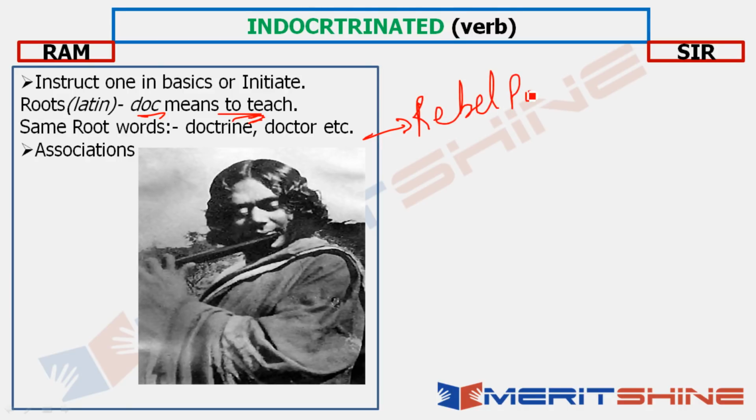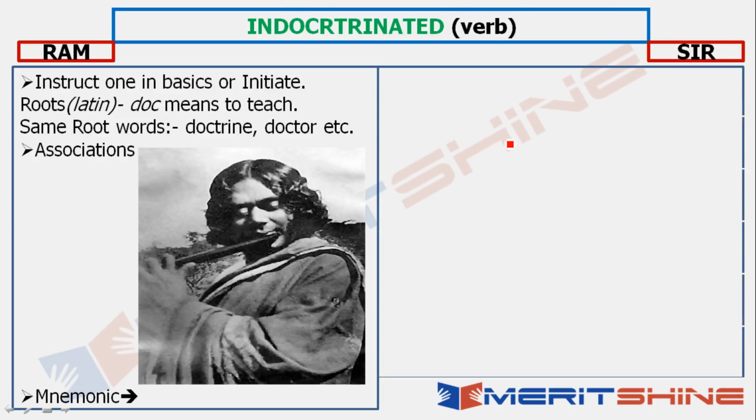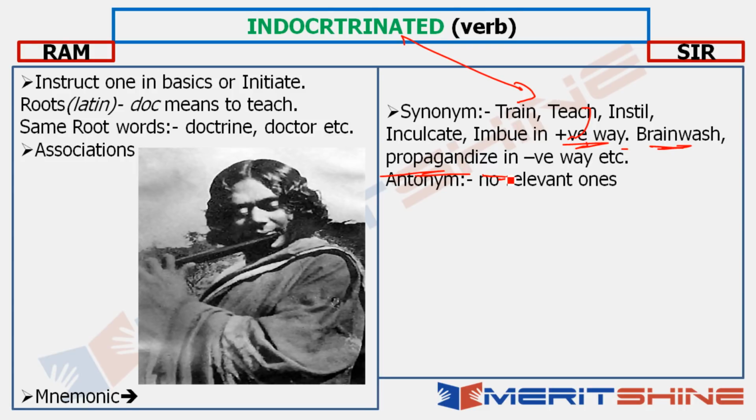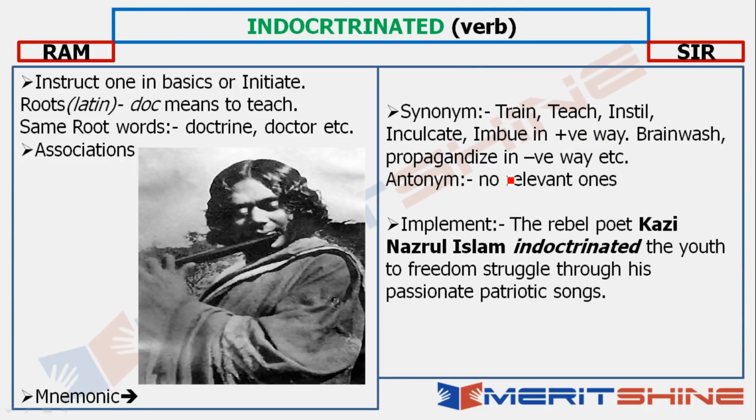right? Let me give you the synonyms and the sentence, and then I'll tell you about his story. Synonyms: train, teach, instill, inculcate, imbue. All of these are positive for the word indoctrinated. In a negative way: brainwash, propagandize. Antonym, I didn't find any relevant ones. Sentence: The rebel poet Qazi Nazrul Islam indoctrinated the youth to the freedom struggle through his passionate patriotic songs. And it's reality, right?